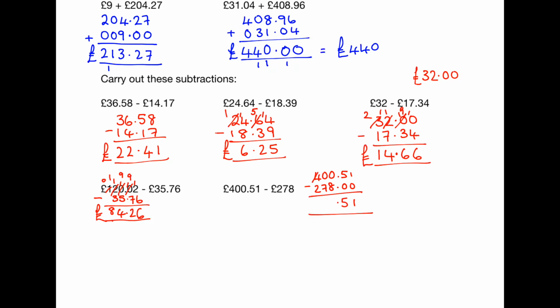So this person lends to that one. Then they can now lend 1 to us. Okay, so 10 take away 8 is 2. 9 take away 7 is 2. 3 take away 2 is 1. So our answer is £122.51.